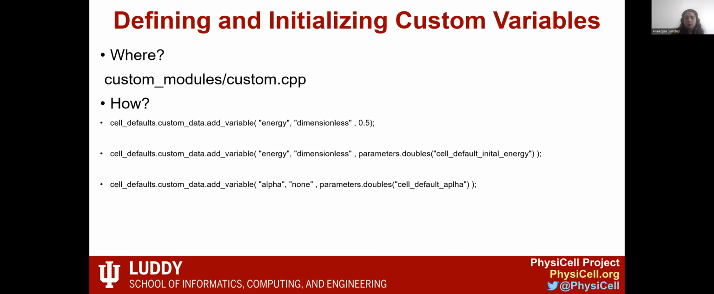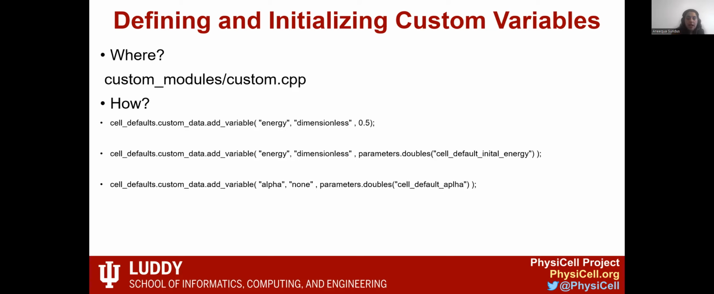For example, we want to add a variable named energy to your cell defaults. So we'll say cell_defaults.custom_data.add_variable. This is custom data, and you can add as many variables as you want. Here I added energy. Dimensionless, these are the dimensions; for right now I added dimensionless. You can have some dimensions for it, and 0.5 is the default value. So this is how it will be initialized.